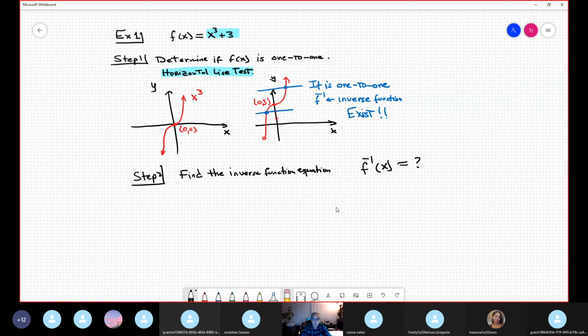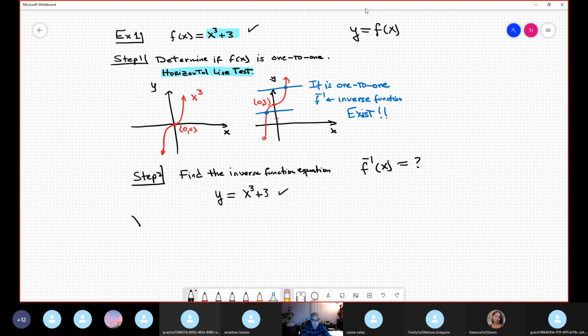I copy my original, but the only thing I do is replace f of x with y, because you know it's the same. y and f of x are the same, but function notation is useful for professors to understand the transformation much better. In this case, no transformation. It's y equals x cubed plus 3.